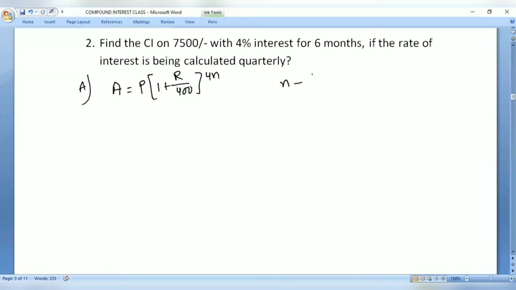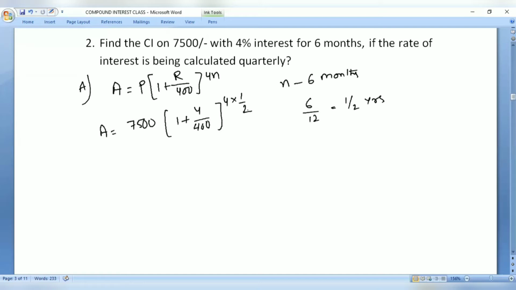The value of n here is 6 months. If you convert this into years, it becomes 6 by 12, that is equal to 1 by 2 years, right? Now let us calculate the amount. The principal is 7,500 into 1 plus rate of interest R is 4 divided by 400, whole power 4 into 1 by 2, right? Because n represents 1 by 2. So this is 2 ones are 2, twos are 4. This is 4 ones, 4 hundreds.